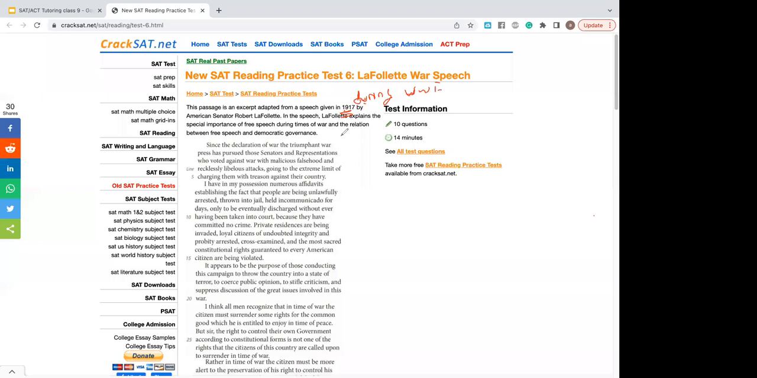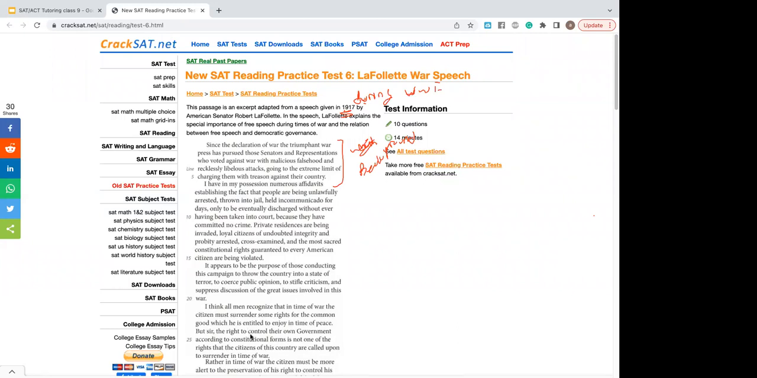Since the declaration of war, the triumphant war press has pursued these senators and representatives who voted against war with malicious falsehood and reckless libelous attacks, going to the extreme limit of charging them with treason against their country. So basically what's happening, I guess, is background.